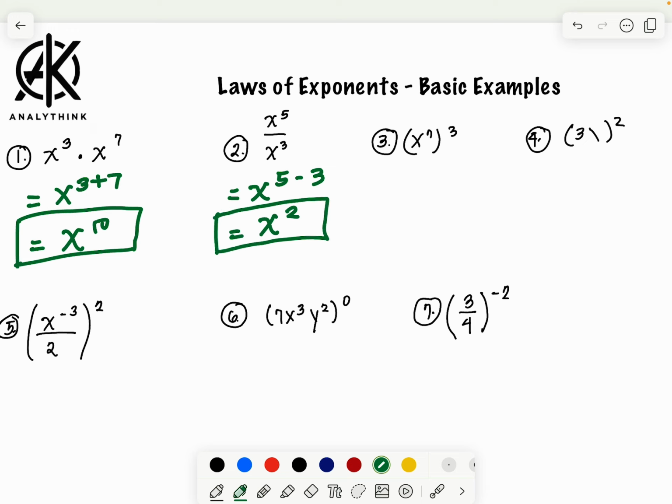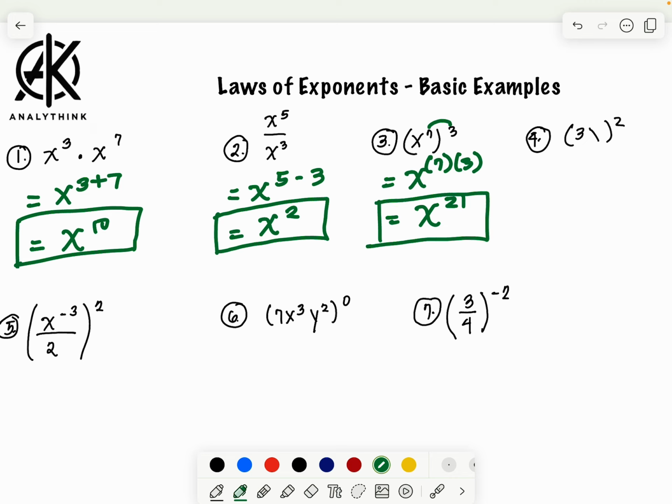Number 3 is power of a power rule. According to power of a power rule, you multiply the power outside the parentheses to the power inside the parentheses. So here, you will have x raised to 7 times 3. So this will be x raised to 21. So this is our final answer.